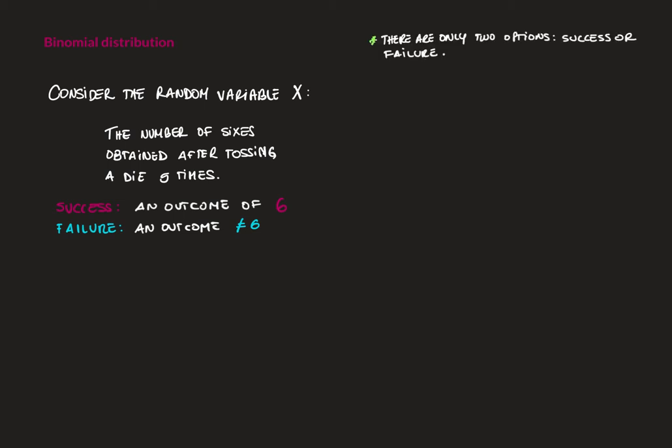We're going to have a success if we get a 6, and we're going to have a failure if we don't get a 6. Now let's think about the probabilities for these two scenarios. We have success and failure. The probability of success is going to be the probability of getting a 6 when we toss a die 1 time. That probability is 1/6. Now the probability of a failure is going to be 5 out of 6. Remember, we can either succeed or fail. So these two probabilities need to complement each other.